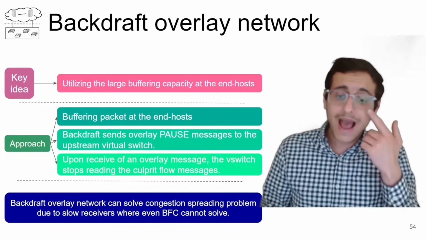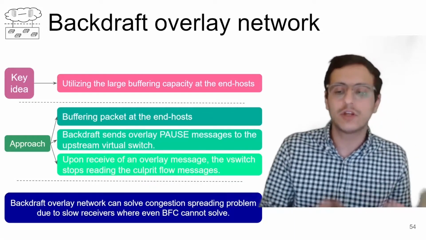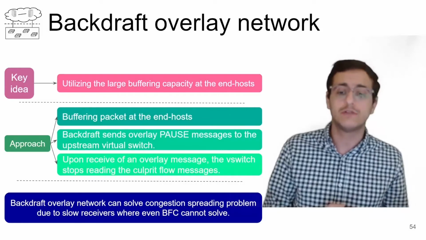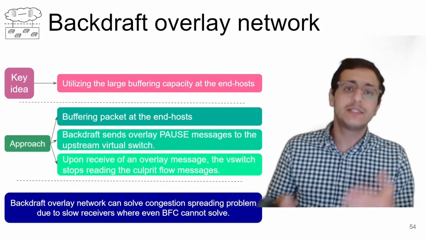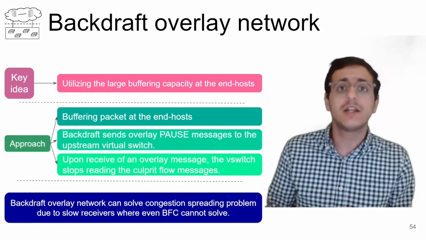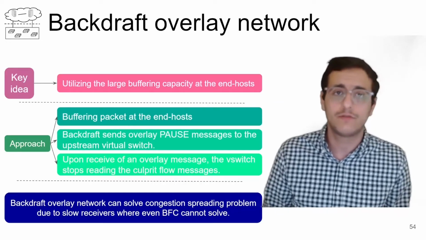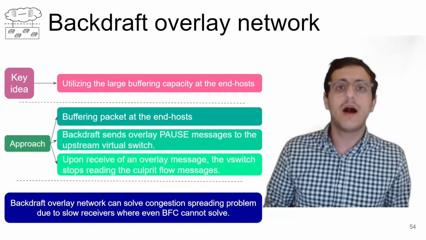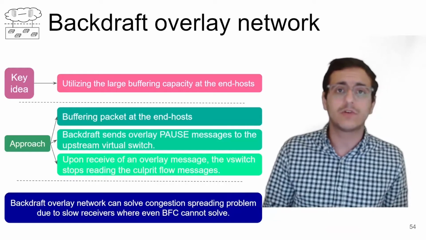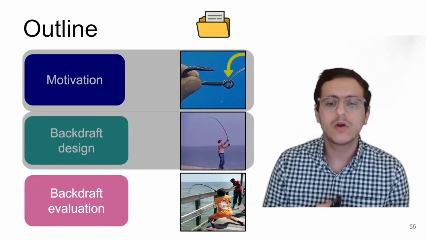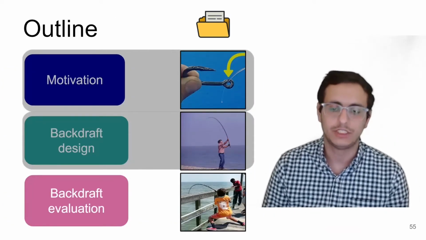Now, Backdraft Overlay Network can solve the congestion spreading problem due to slow receivers, which even BFC, a state-of-the-art approach that was presented earlier in this conference, cannot solve. For more information about Backdraft Overlay Network, please look at the paper. I'm going to go over the Backdraft evaluation.